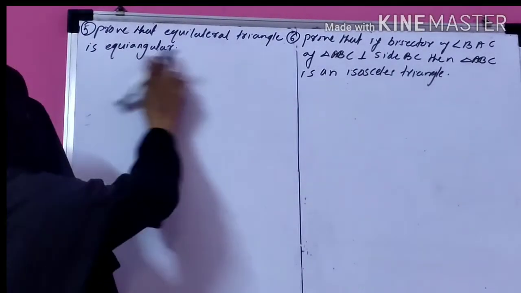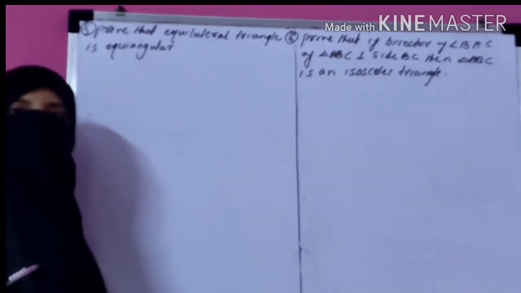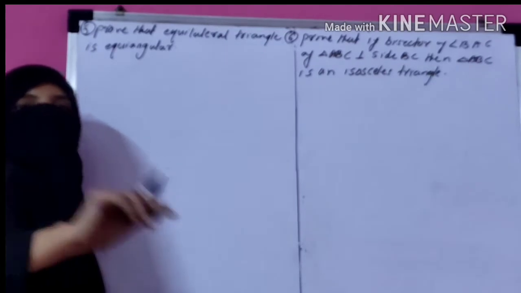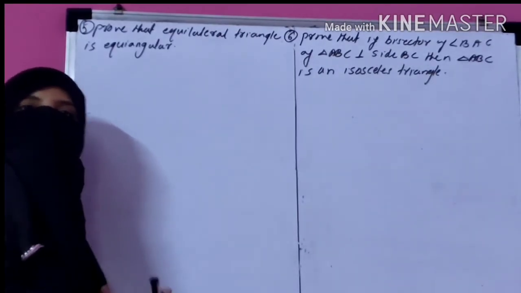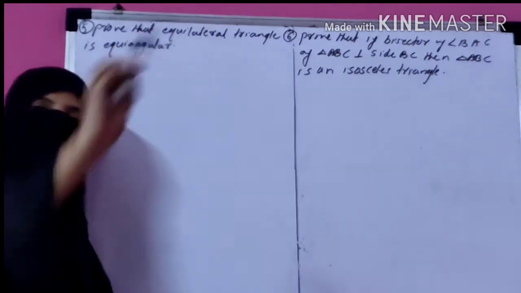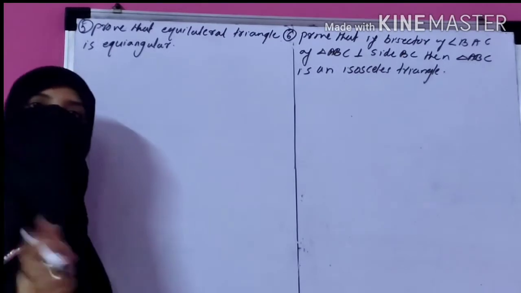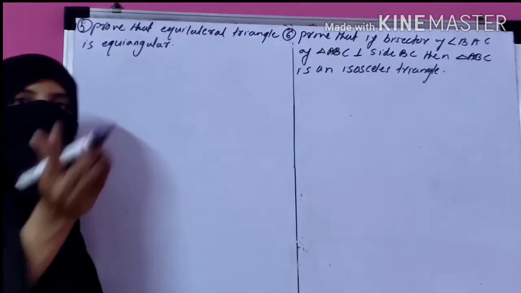Question number 5 is prove that equilateral triangle is equiangular. That means here we have to prove that equilateral triangle is equiangular, that means their angles are equal. You know about the equilateral triangle. In equilateral triangles, all the three sides are equal, and you have to prove if the sides are equal then angles are also equal. That means equilateral triangles are also equiangular.